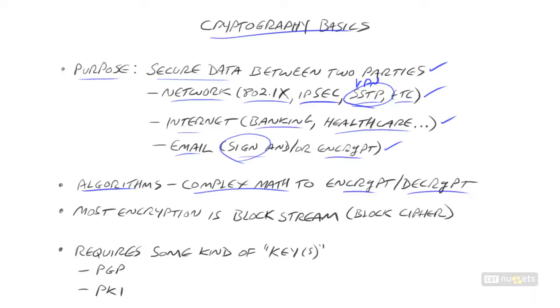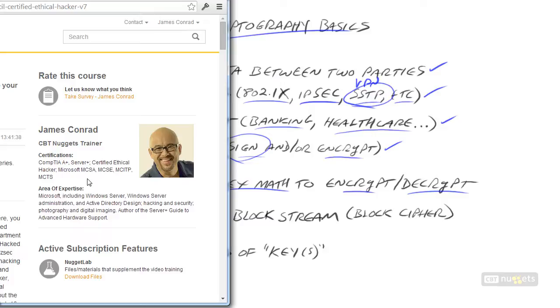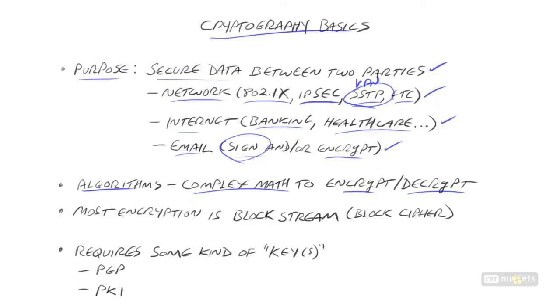A lot of the types of math that are involved, or at least the names of them and a description, can be found in the document that I've made available for you. That's the CEH Study Guide. And once again, that's going to be available on our website here in the Download Files section, so be aware of that. There's a lot of stuff there. In fact, you're really going to want to read that document regarding cryptography, hashes, all of that stuff. Also, most encryption is block or stream, also known as block cipher.